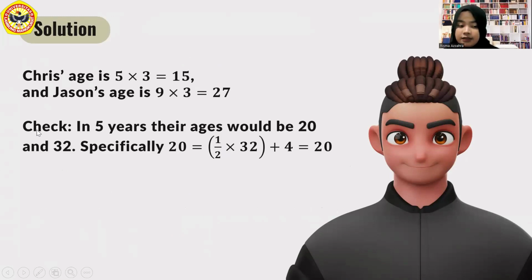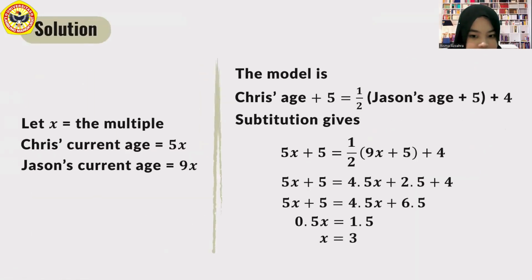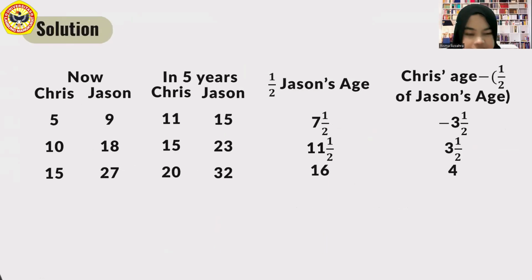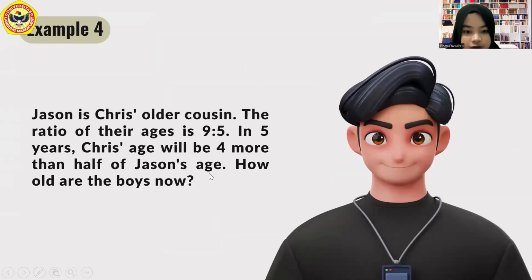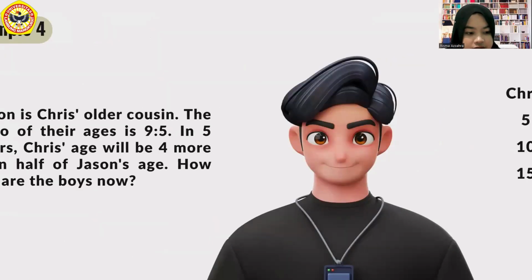So to check, in 5 years, their ages would be 20 and 32. Specifically, 20 equals one half times 32 plus 4. So 20 equals 20. Correct. Let me go back to the question. Okay, so how old are the boys now?